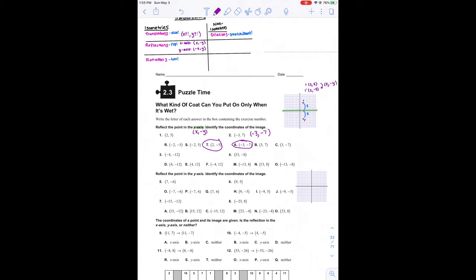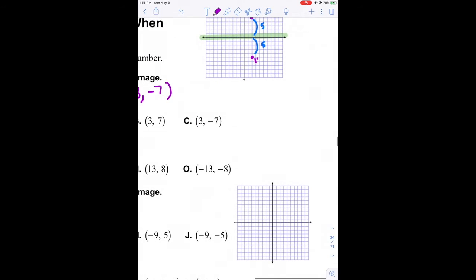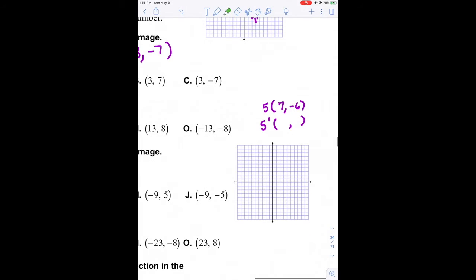Let's look at the second section now. So that one is reflecting over the y-axis. I'm sure you can predict what the rule is going to be, but let's take a look. For number 5, they are asking us to reflect the point 7, -6. So 5 prime has to be my reflection of that. And since we're reflecting over the y-axis, that means here is my new mirror.